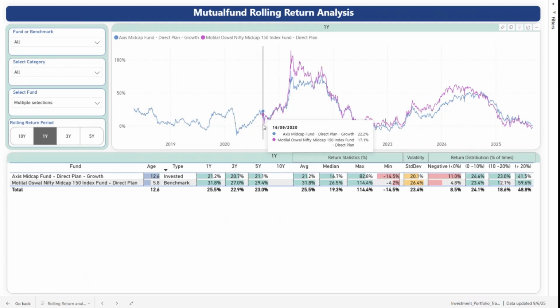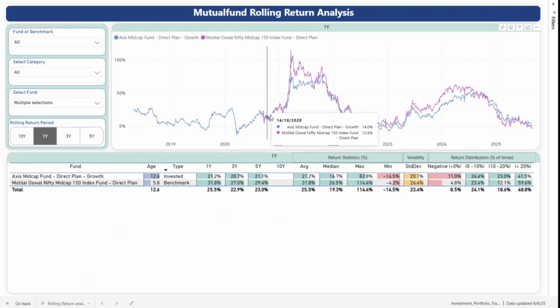So if you look here, 16th September 2020, Axis Midcap gave 22 percentage, Midcap 150 gave 17 percentage. What is it trying to tell you? The investment happened on 16/09/2019 and you exited on 16/9/2020, after 1 year. In that case, Axis Midcap gave 22 percentage return, Motilal Midcap gave only 17 percentage return. So if anyone invested in this period and exited after 1 year, for them Axis Midcap gave a better return than the Nifty Midcap 150 index fund.